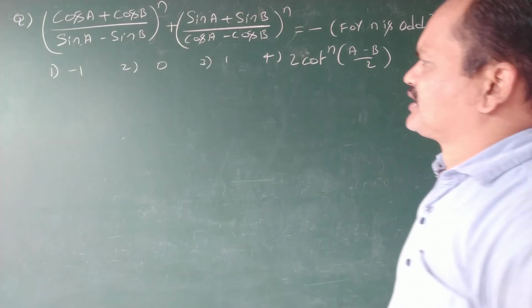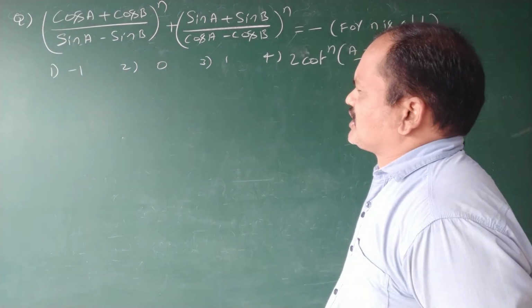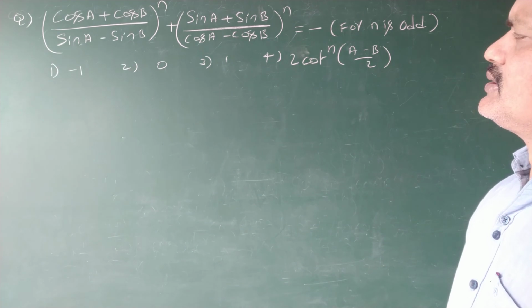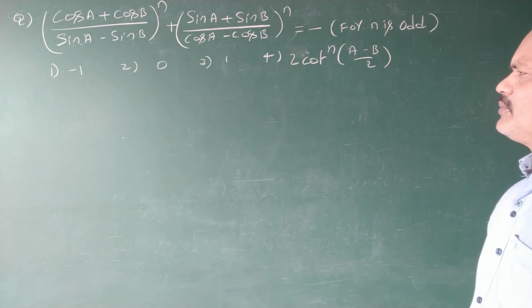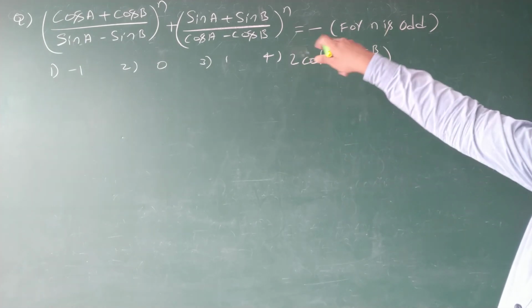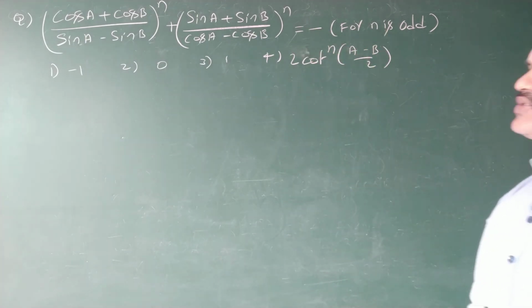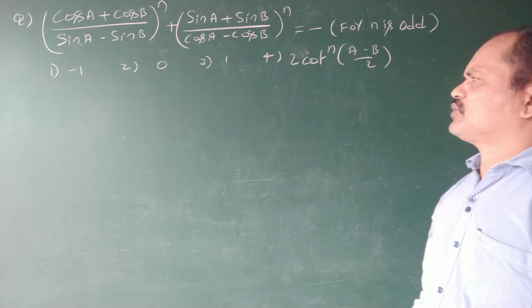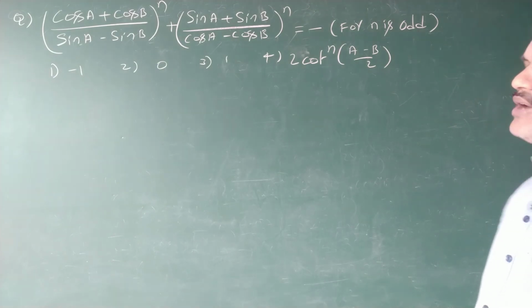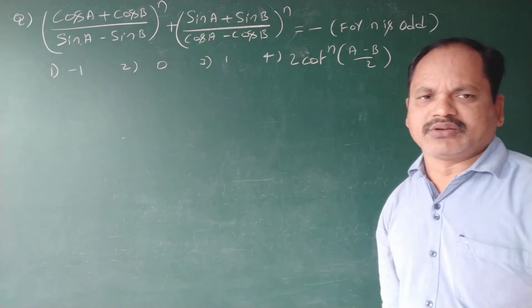Now observe the question, that is ((cos a plus cos b) whole by (sin a minus sin b)) whole power n plus ((sin a plus sin b) whole by (cos a minus cos b)) whole power n is equal to dash, for n is odd. Where n is odd, the first option is minus 1, second option 0, third option 1, and fourth option 2 cot power n of (a minus b) by 2. Now we have to solve this question.